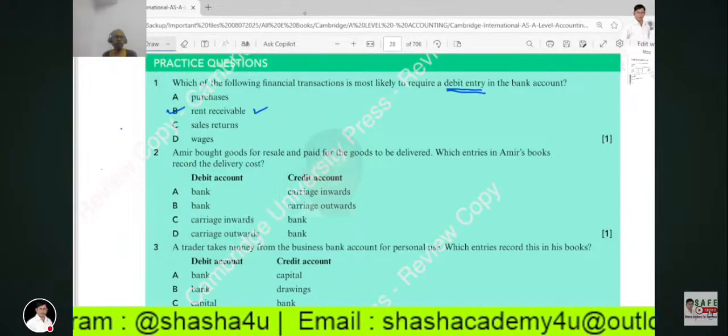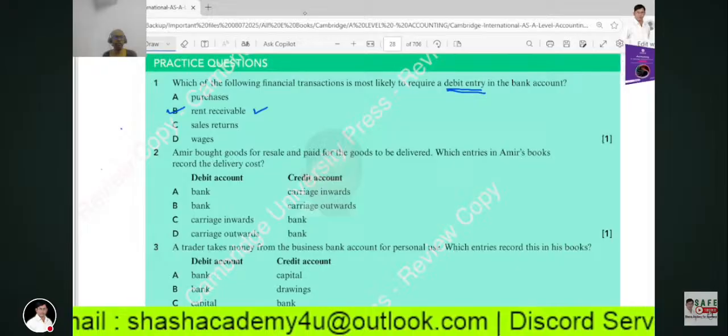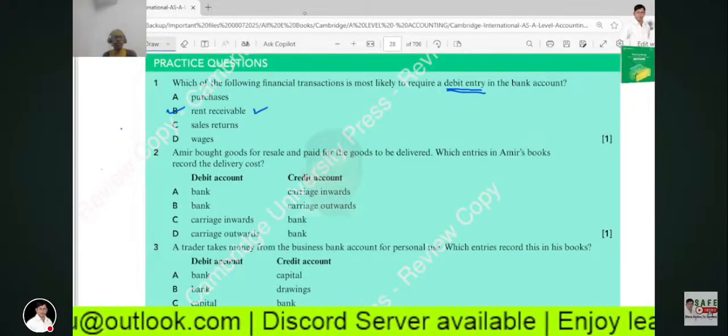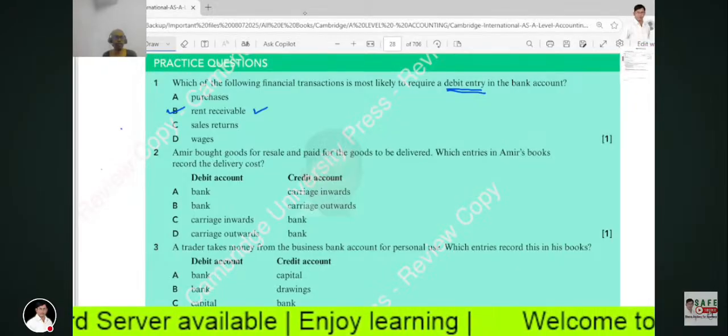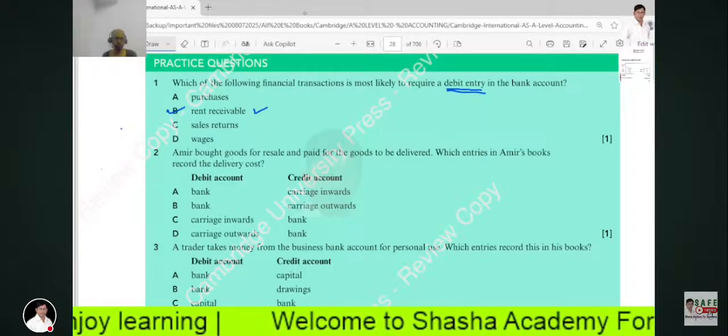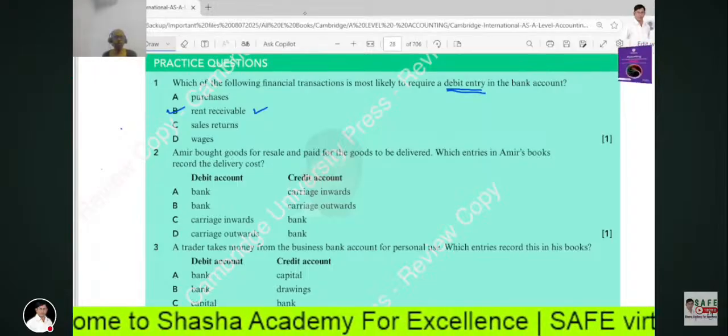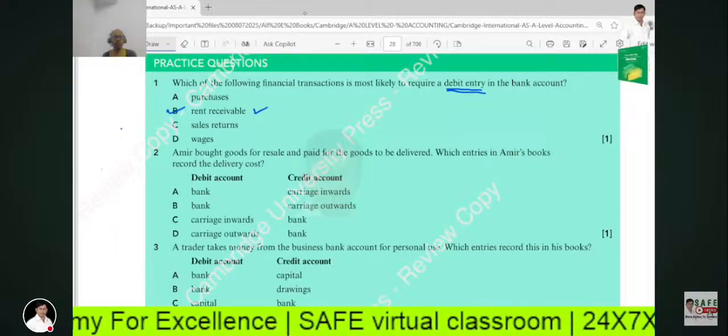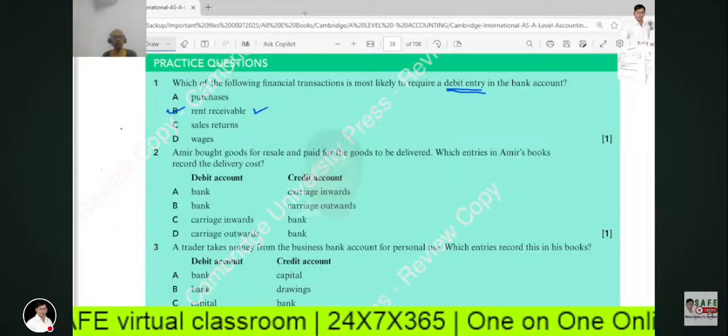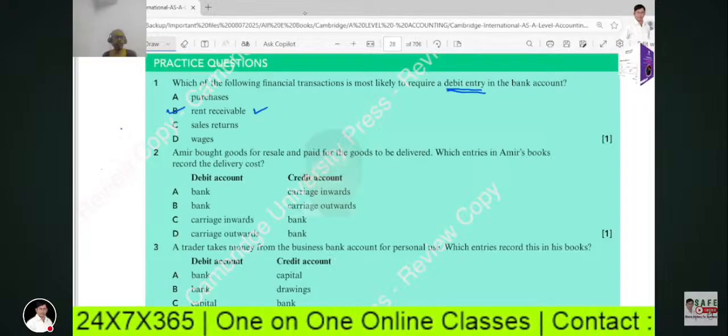So what did you do till now? You added 40,000. No, how much is it then? Now, whatever balance carried on you wrote, that should come here. Amir bought goods for resale and paid. Right, it changes to 2,80,000. Which entries in Amir's books are recorded? This is 2,80,000.